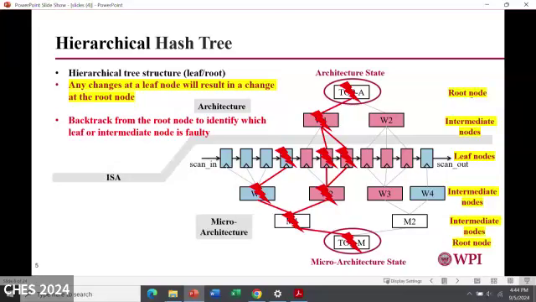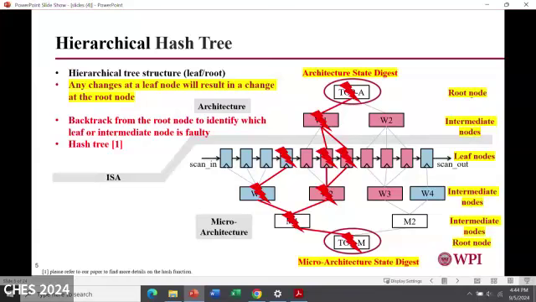Instead of representing the architecture and microarchitecture state with millions of bits, because all these are formed by low-level bits, we will implement a hash tree. Every single node here is represented by a unique hash value, and by comparing the hash values, we will know exactly where the fault happened and how it impacts the design. So now we form an architecture state digest, and also a microarchitecture state digest.